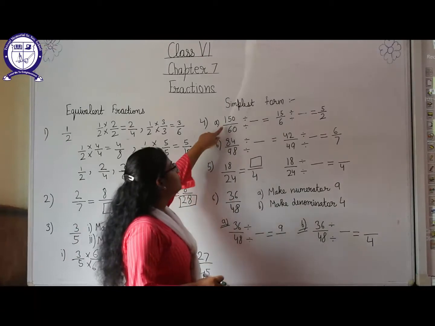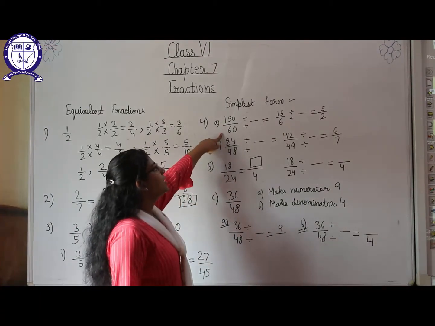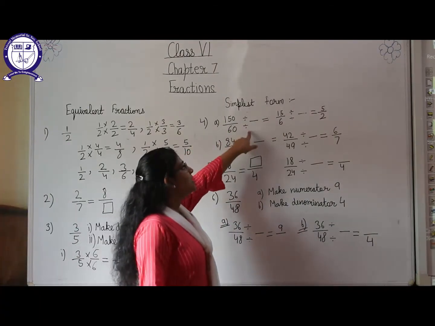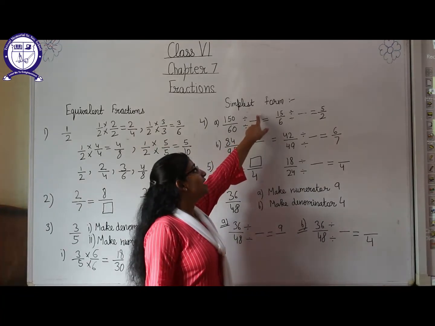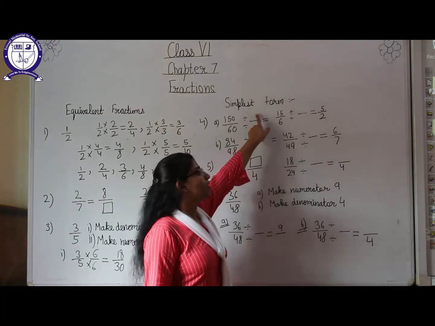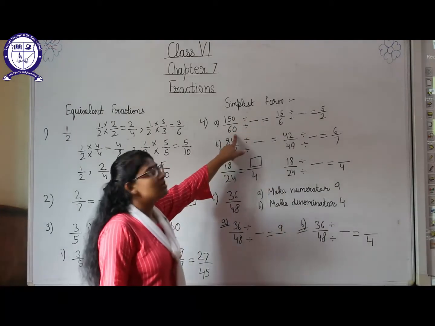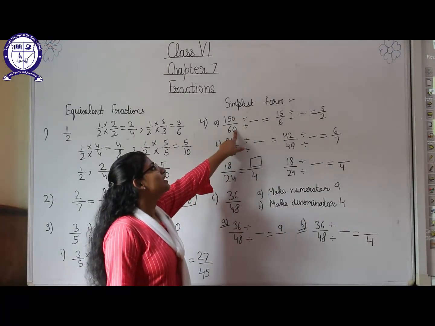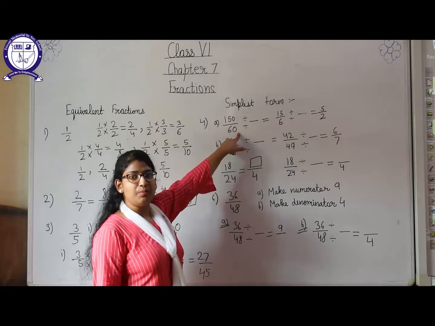In this, 150 by 60 is given to us. We can divide it by any number, and we know that we have to divide the numerator and the denominator by the same number, to cut it short or to make it in the simplest form.